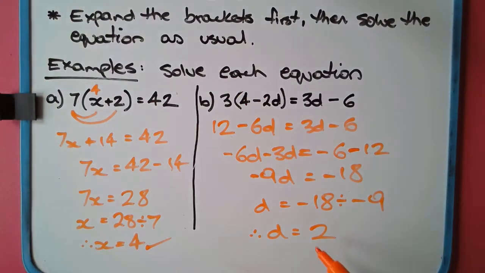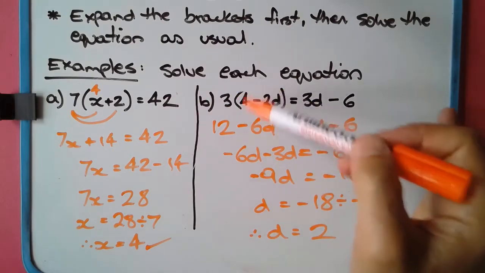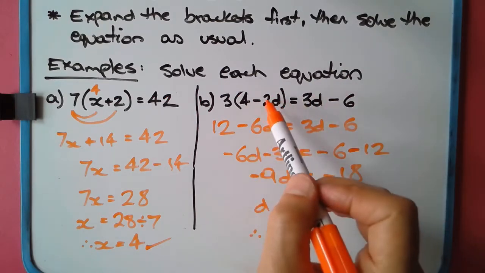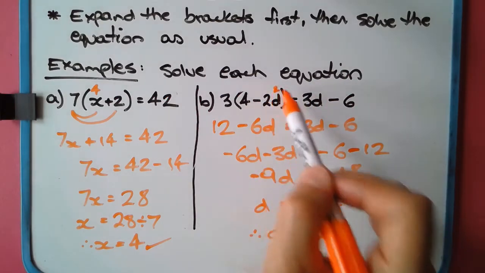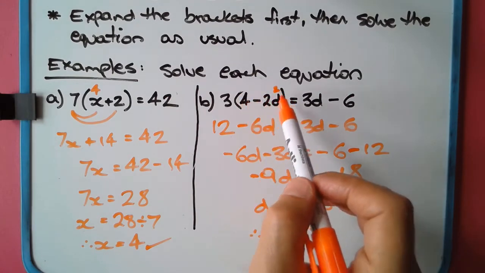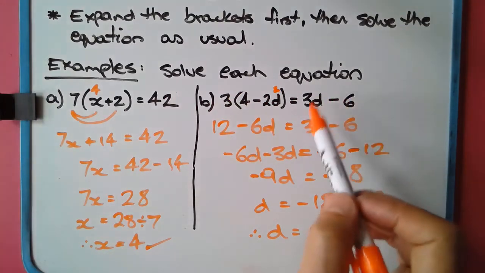Now, does that work? You should probably be asking yourself, well, does it? We should try substituting that number into the original equation. In the original equation, look at the left-hand side. We've got a 2d there. So 2 times 2, if that was a 2 there, is 4. 4 minus 4 is 0. 0 times 3 is 0. Let's see if we get 0 on this side.